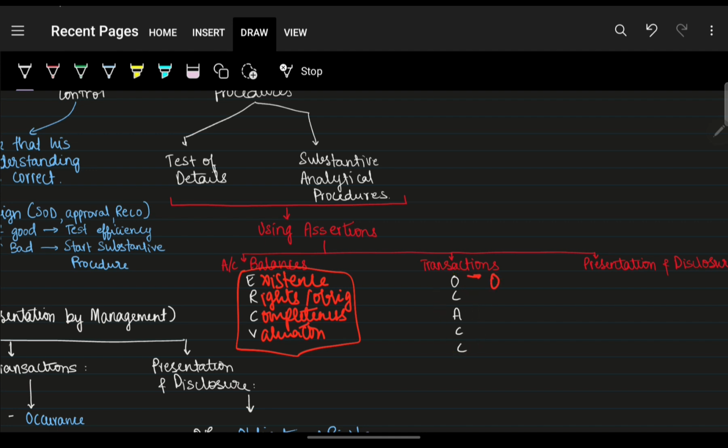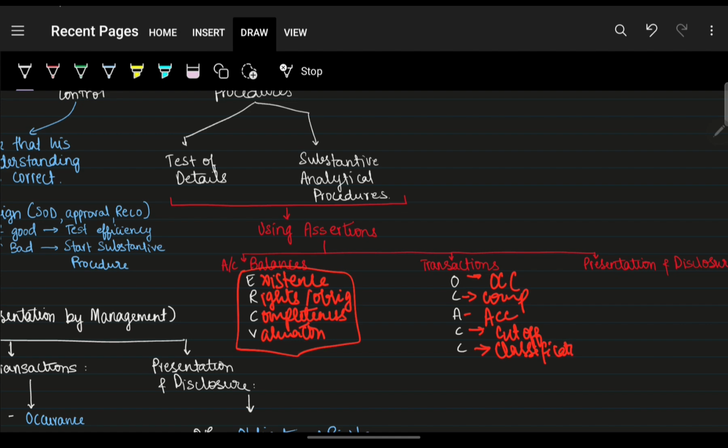First is occurrence, next is completeness, next is accuracy, this is cutoff, meaning whether it is within the period or not, like if it is relating to the correct period or not. Okay, and last is classification, whether it is classified properly or not.